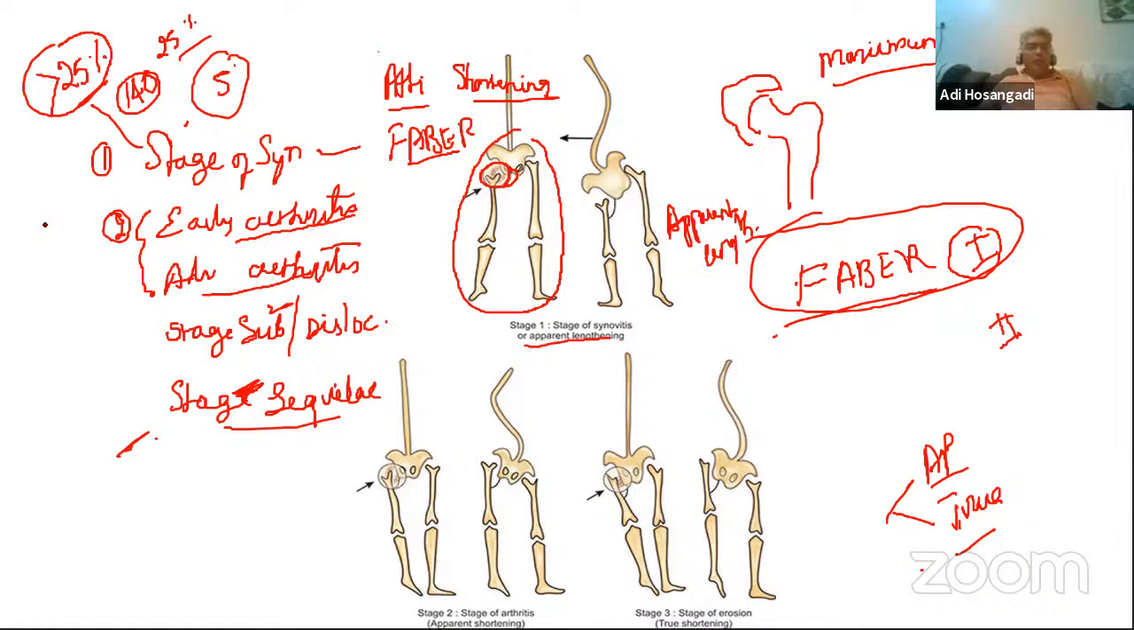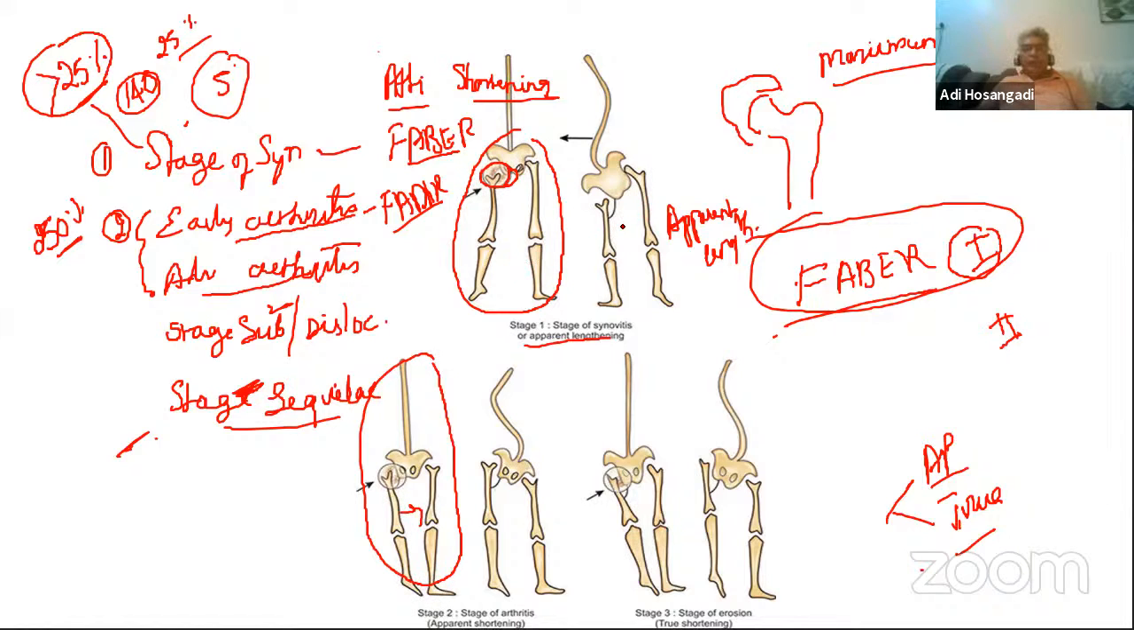So what happens in the stage of early arthritis? Movement restriction becomes more and more, up to 50% of movements are restricted. And what happens to the attitude? The attitude of the limb is FADIR, F-A-D-I-R: flexion, adduction, internal rotation. For that I have a diagram here to represent flexion. The limb here has gone into adduction.